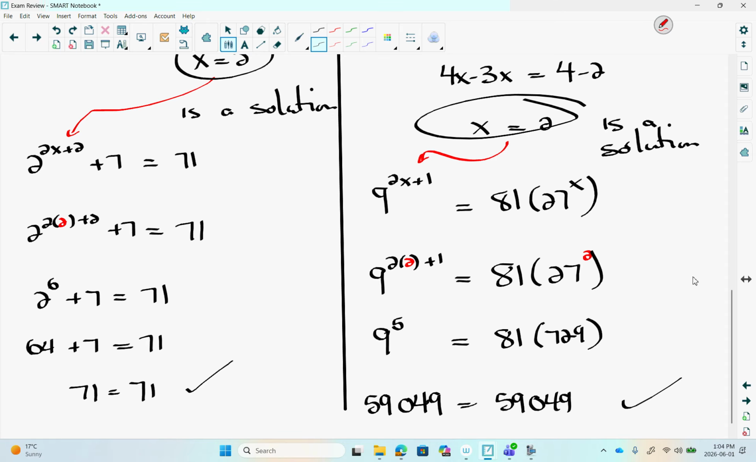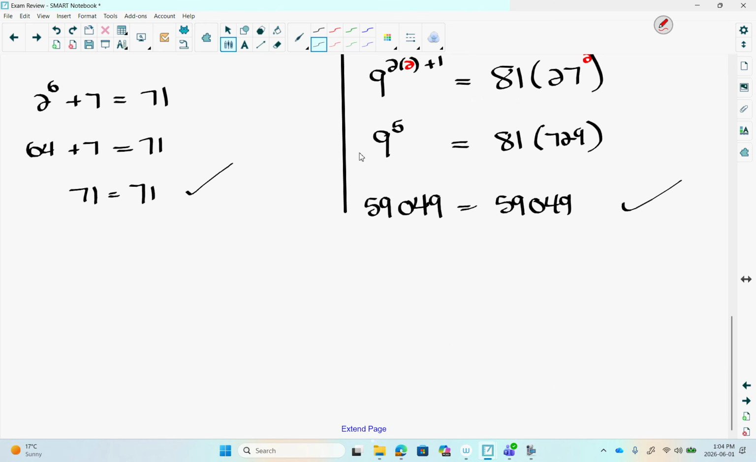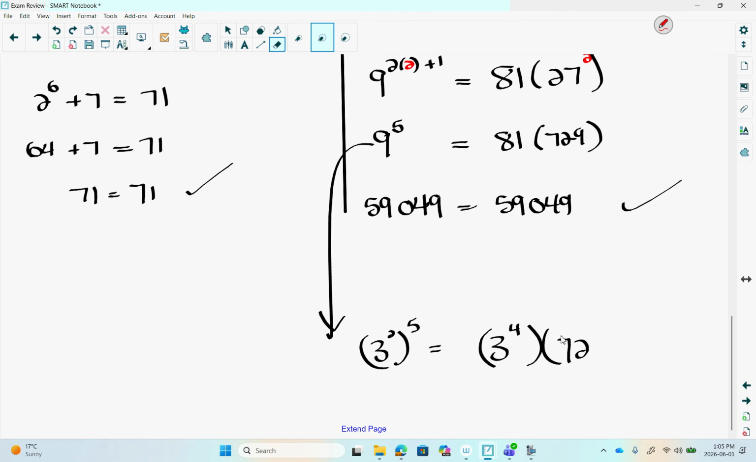Now, if you didn't have a calculator, you could do the following. You could change that to a 3 squared. You could change this to a 3 to the 4th. And 729 is 3 to the 5th. Sorry, 6th. That's 3 to the 10th. Multiply the exponents. That's 3 to the 10th. Add the exponents. Cool? But either way, you would prove that x equals 2 is a solution.